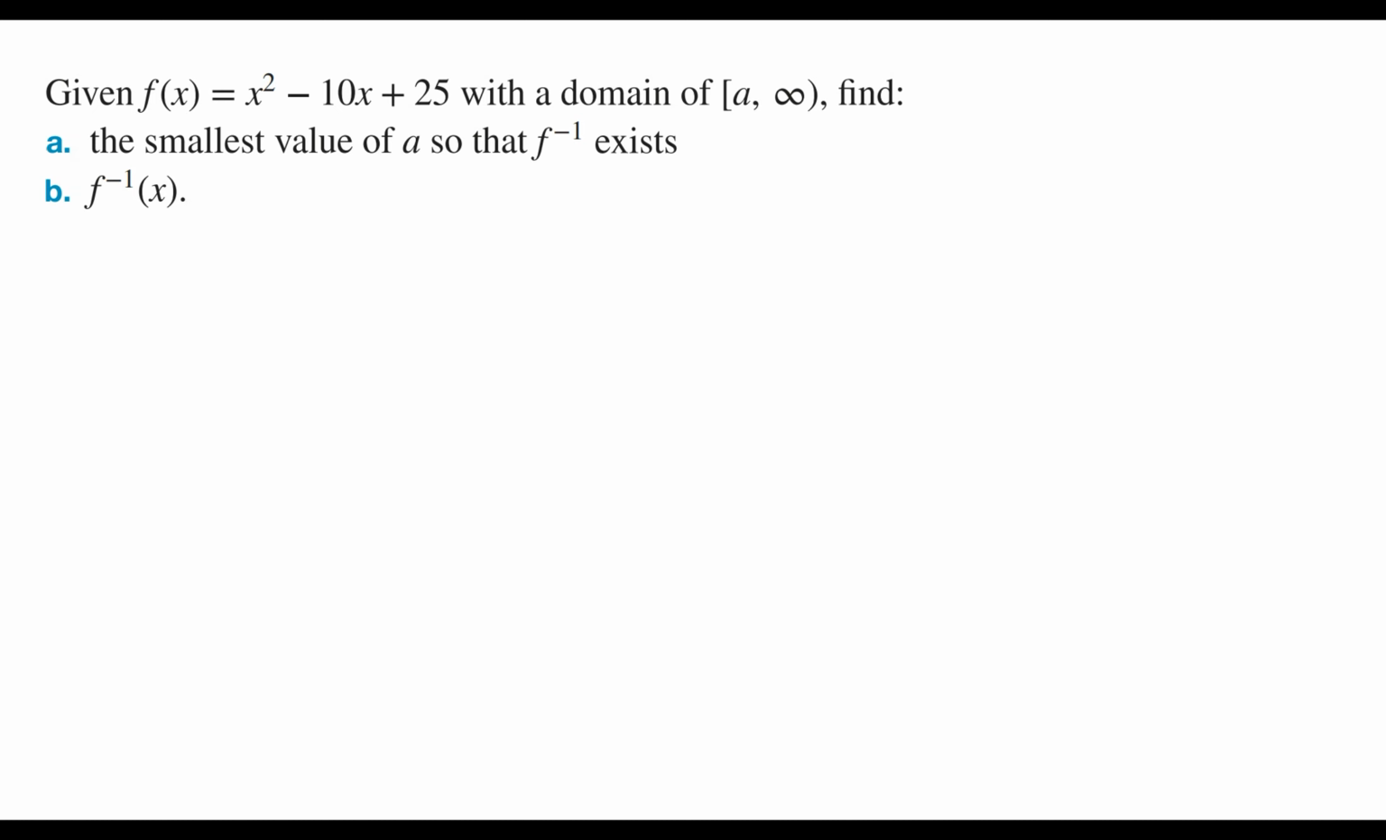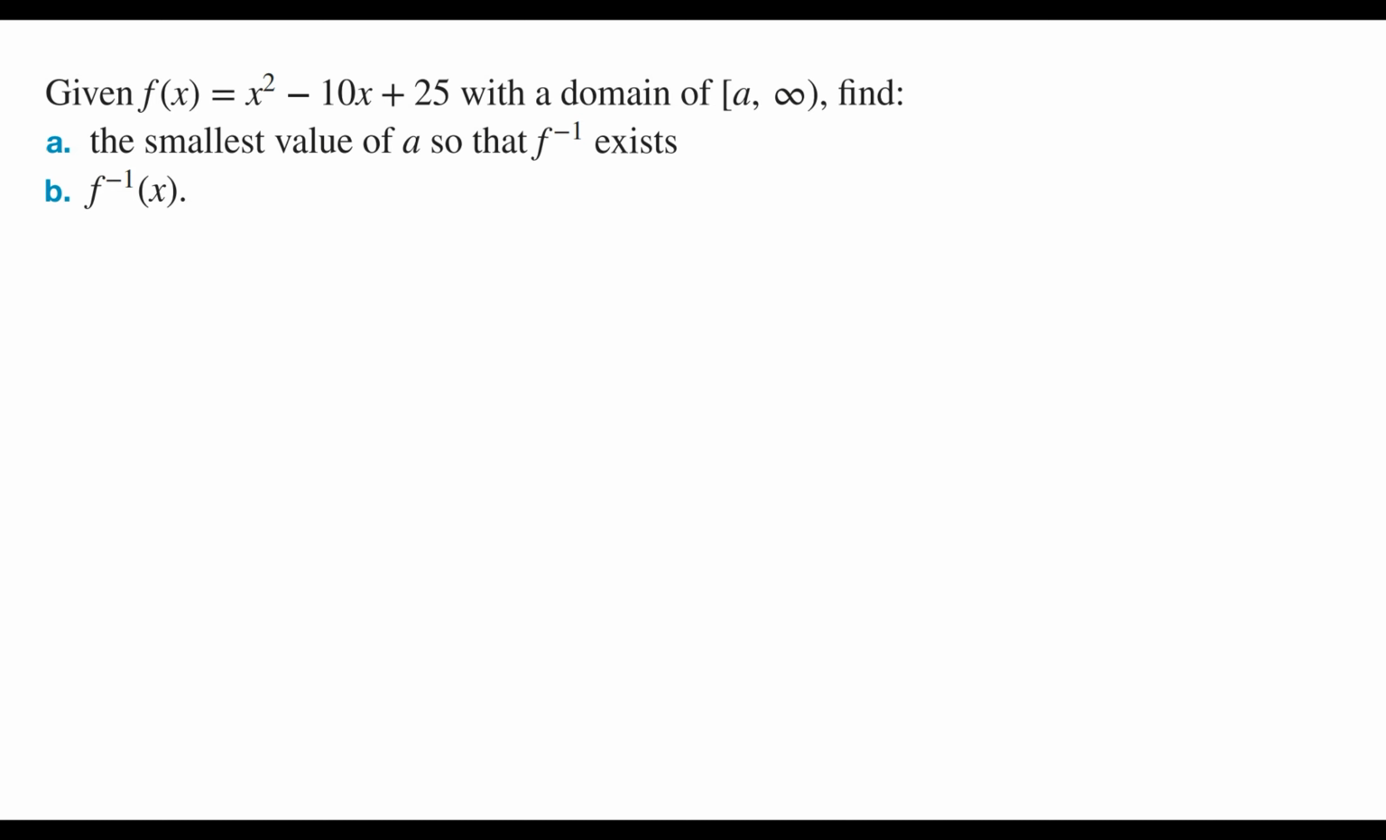And if you can get this question right, you should be able to answer similar types of questions, like when you're given a cubic function or some sort of polynomial with a higher power. So let's jump into it. So we're given f(x) = x² − 10x + 25 with a domain from a to infinity. Find, part a, the smallest value of a so that f inverse exists.